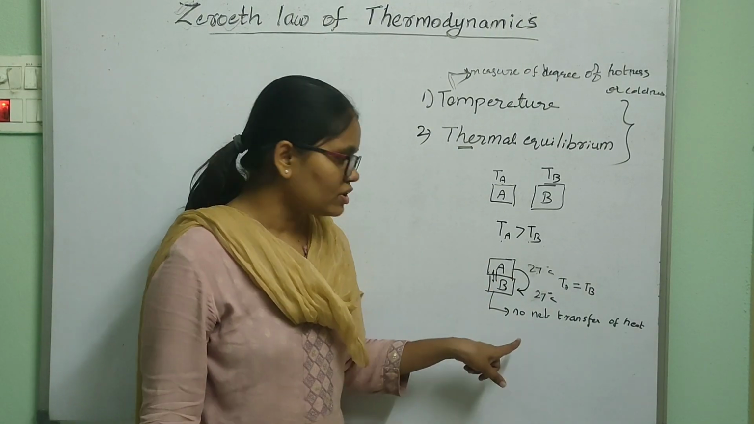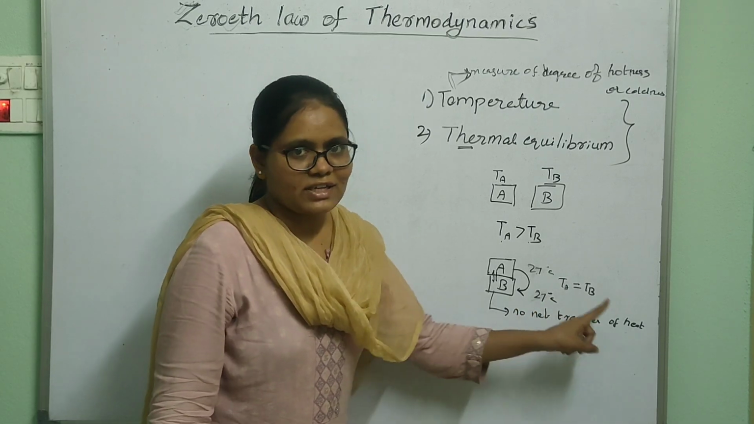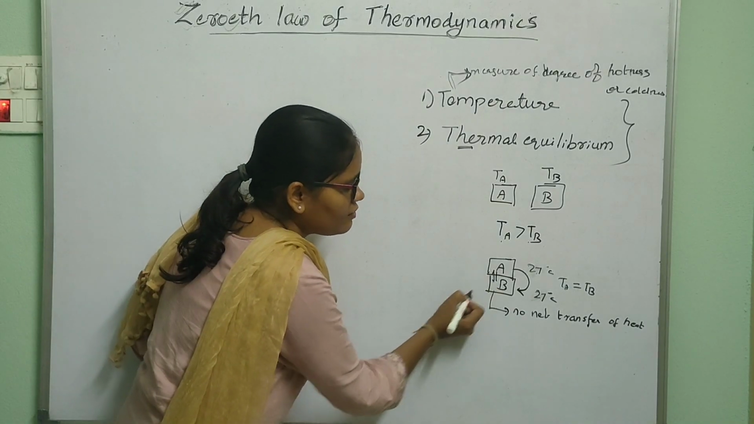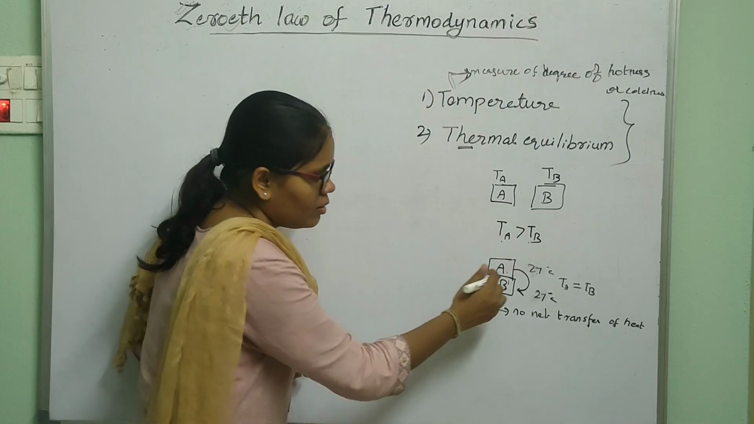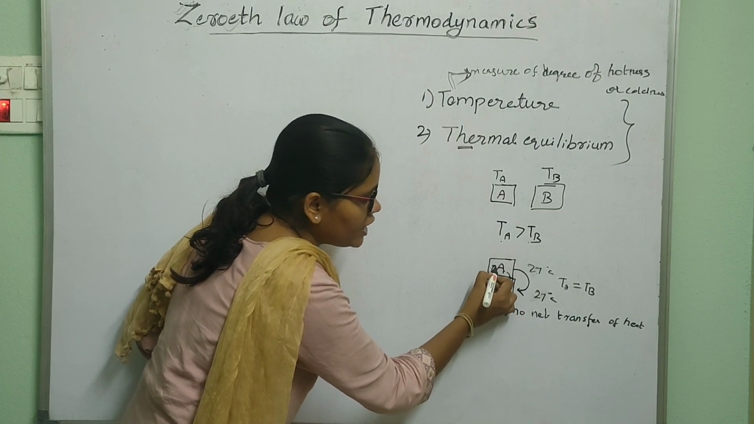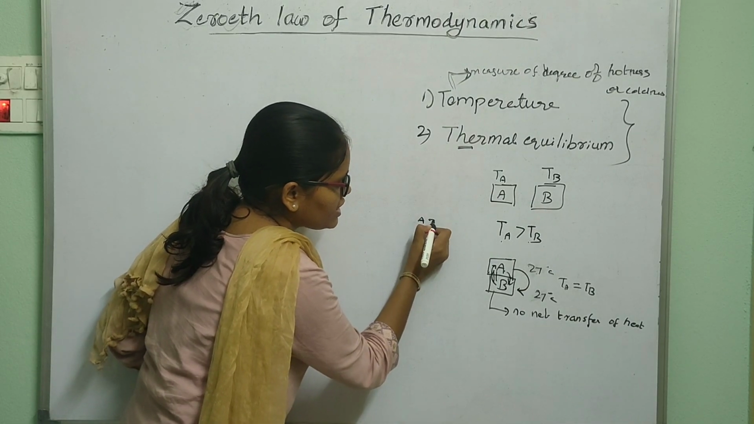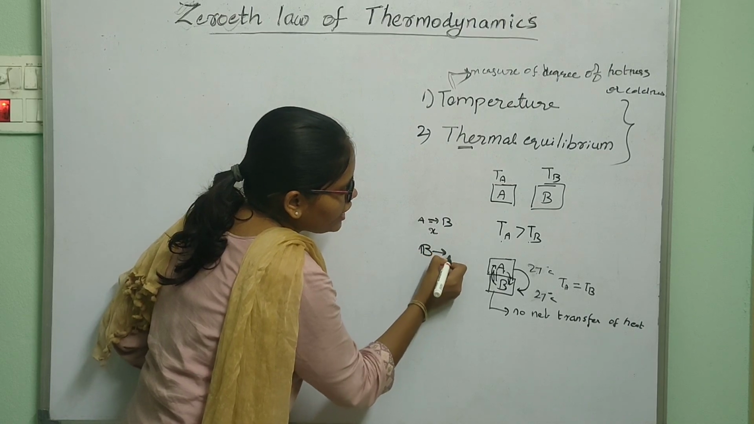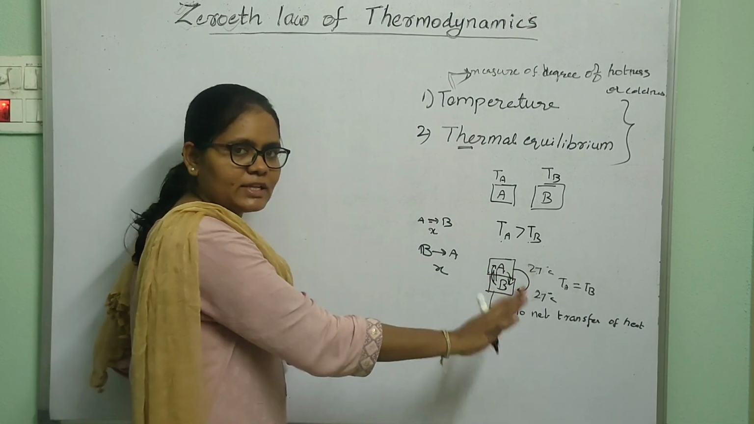Now here I am not saying that there is no transfer of heat. I am saying that there is no net transfer of heat. Let us understand what it is. Even at thermal equilibrium, there will be transfer of heat between A and B. But the transfer of heat from A to B and from B to A will be equal. So if the transfer of heat from A to B is X, the transfer of heat from B to A is also X, because at thermal equilibrium they are at the same temperature.